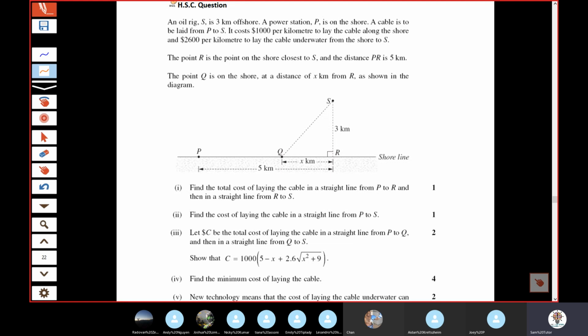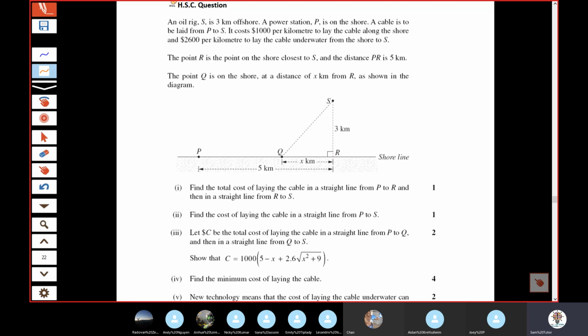The point R is the point on the shore closest to S. So R is the closest. Yep, again we can see that. You see how I keep stopping and going back to the diagram? That's how you read. And the distance PR is 5. Cool. The point Q is on the shore at a distance of X from R as shown in the diagram.